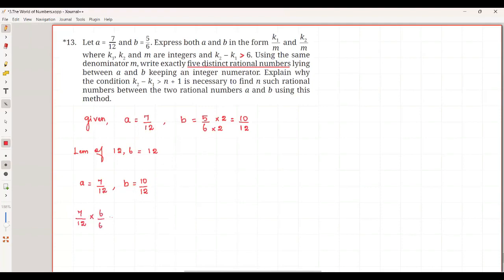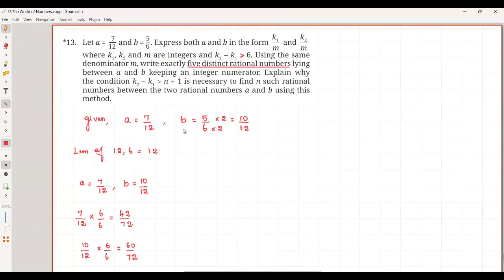7 sixes are 42, divided by 12 sixes are 72. So 42 by 72. Next one, 10 by 12, the same, I have to multiply by 6 by 6. So I'll be getting 60 by 72.